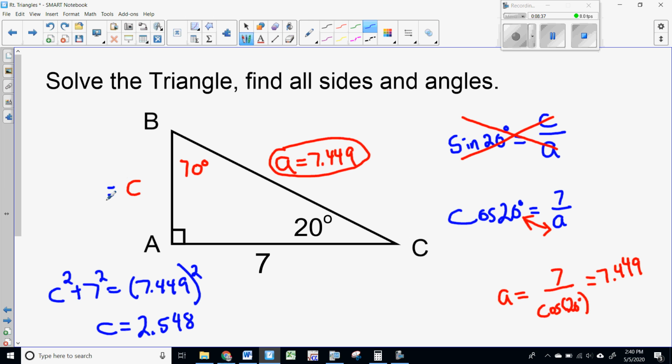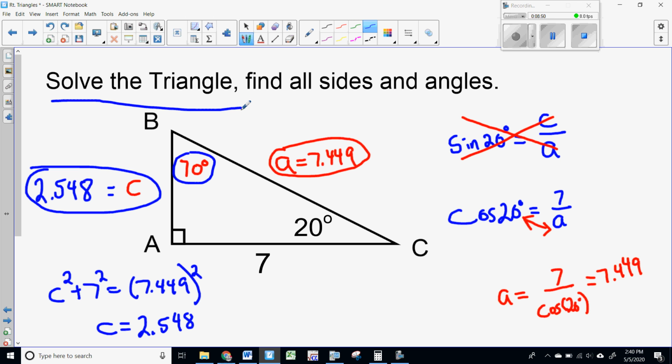So now I know this is 2.548. So I have solved the triangle, found all the sides and all of the angles. Therefore, I have solved the triangle. Let's do another one.